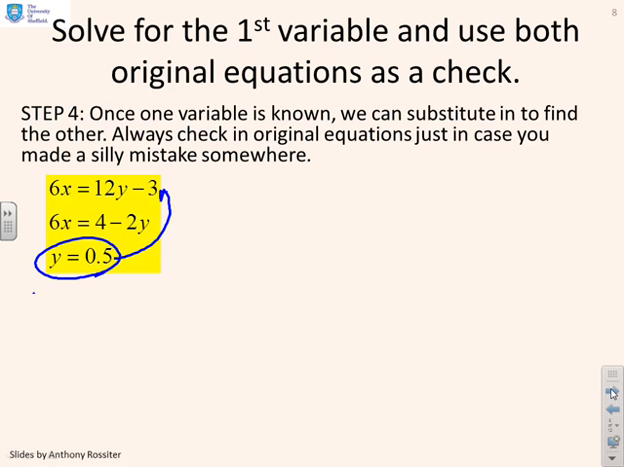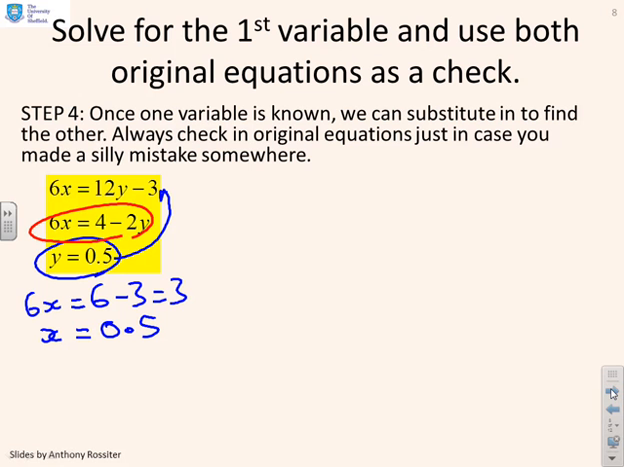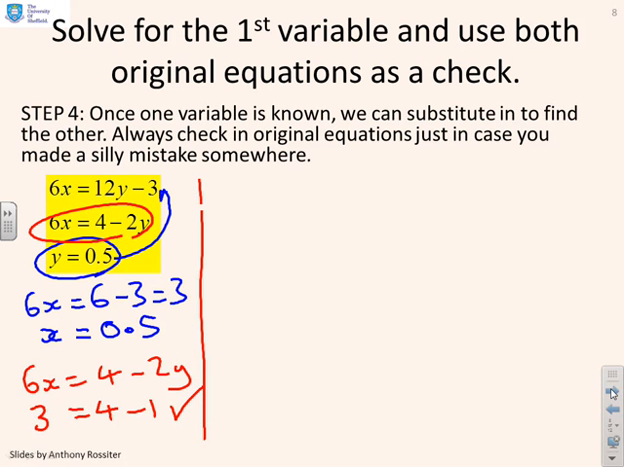So 6x equals 6 minus 3, which equals 3, and this implies that x equals 0.5. Having done that, the next thing is to do the check. So let's try this equation here. So we go 6x equals 4 minus 2y, and put in your two values. X is a half, y is a half, and you get 3 equals 4 minus 1, which checks. So you've now solved this particular set of equations.